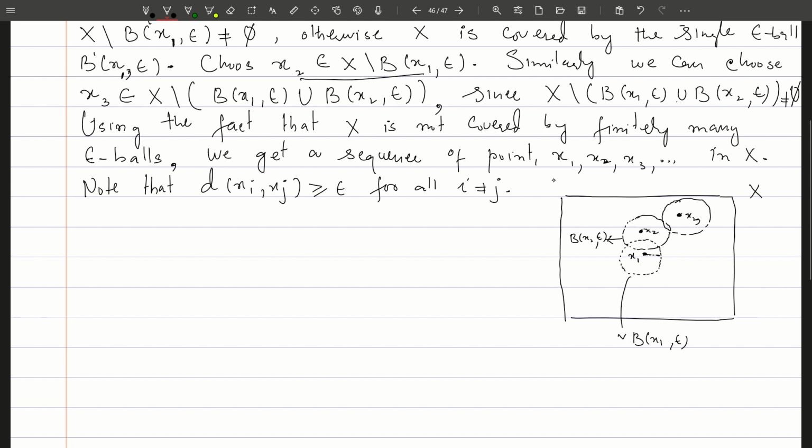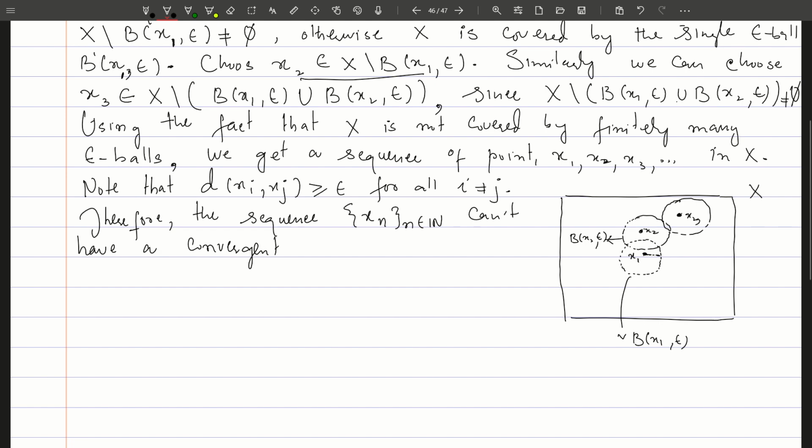so let us write this down here. So therefore the sequence xn, where n is in N, cannot have a convergent subsequence. The reason is this: for a convergent sequence, the distance between two consecutive terms becomes arbitrarily small. I mean, we can make the distance smaller than any pre-assigned real number, say epsilon. But here, the distance between any two distinct terms is bigger than or equal to epsilon. So this sequence cannot have a convergent subsequence.